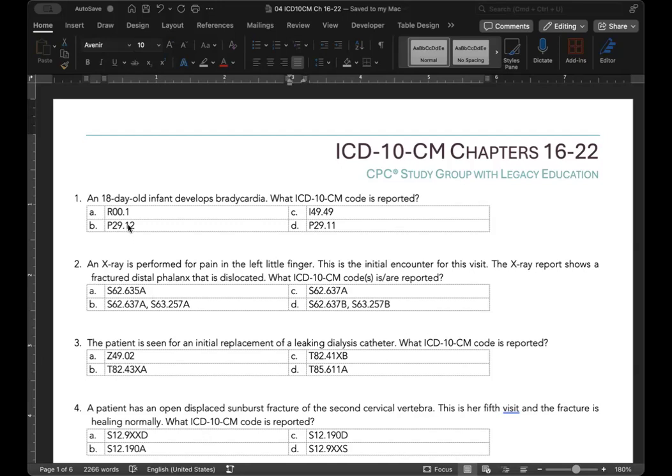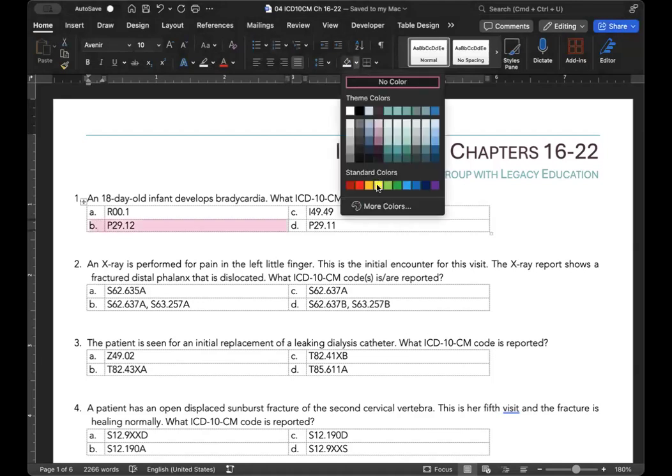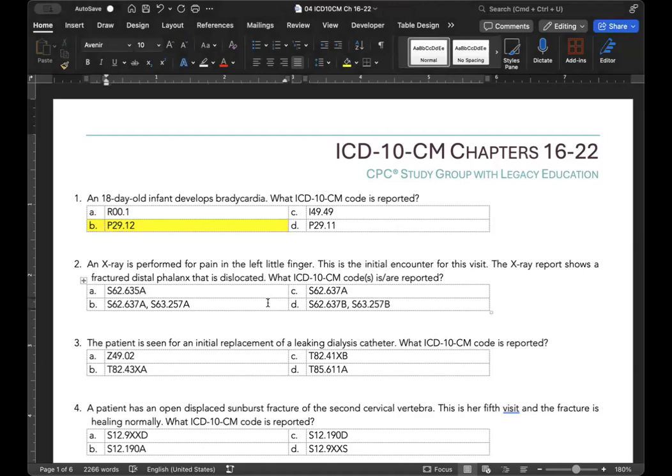Yep, P29.12. Okay, any questions on that one? That one's pretty simple, but any questions on that one?